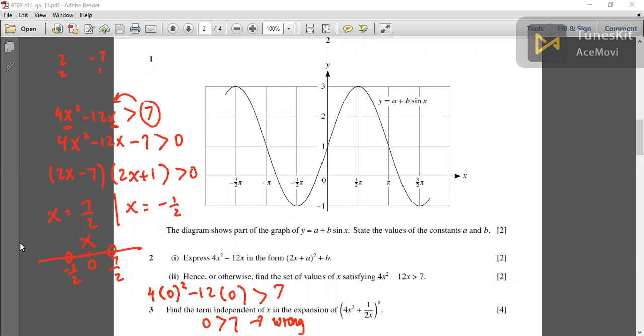If this region is not included, then this one and this one will be the correct ones. So x must be smaller than minus half, and x bigger than 7 over 2. That's for number two. Now I shall go to number 3.